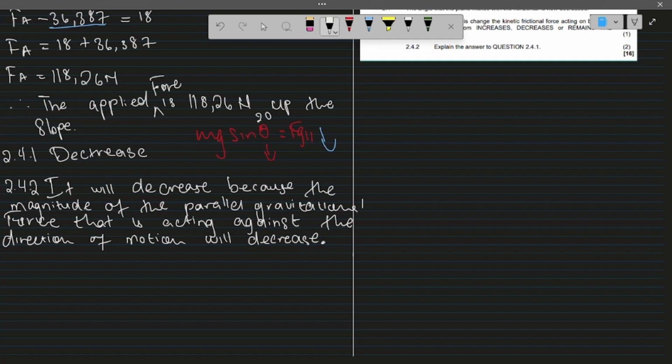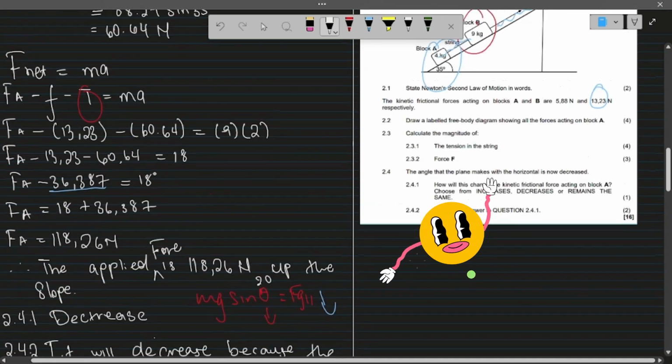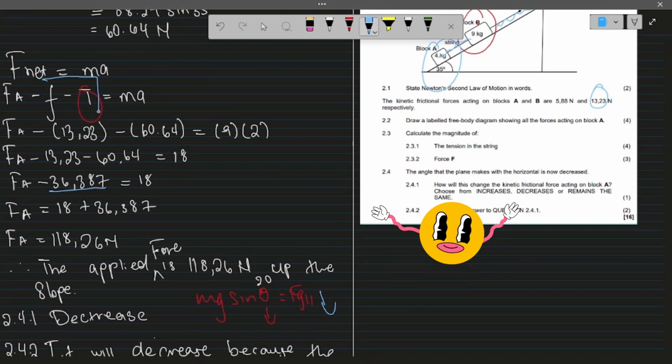So basically, guys, this is it. Because now as the angle decreases, the FG parallel, which is the parallel magnitude of the gravitational force, will decrease. And as I've said before, the gravitational magnitude that is parallel to the plane is working in conjunction with the frictional force, pulling the object downwards. So if we decrease the angle, the magnitude will decrease, meaning that the frictional force will also decrease. Because if you look at the equation we're doing here, I was saying frictional force minus T, because these two are working together against the direction of motion, right?